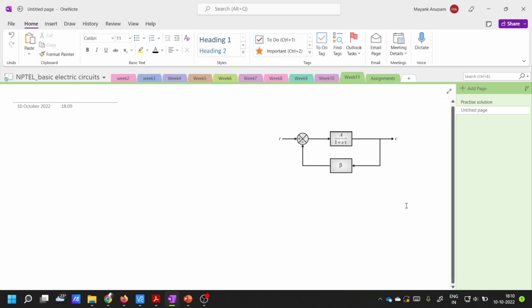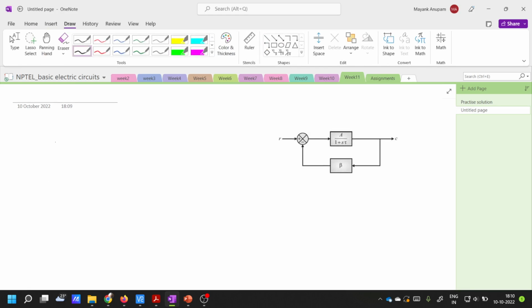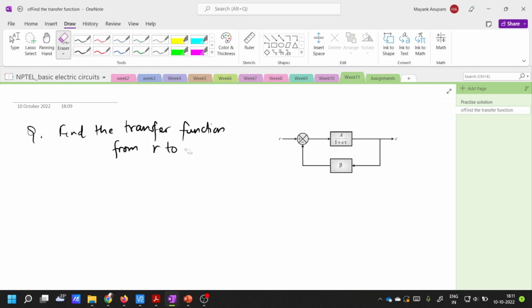Yeah. So let's solve this question. Question: find the transfer function from R to C, right? Yeah. So how will you do it?